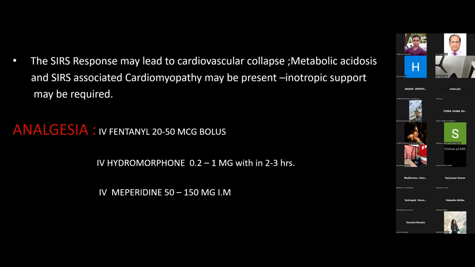And patients with acute pancreatitis present with severe abdominal pain. So they should be treated with analgesics: IV fentanyl 20 to 50 mcg bolus, or they can be treated with IV hydromorphone or IV meperidine. It is better to avoid morphine because morphine also causes sphincter of Oddi dysfunction.